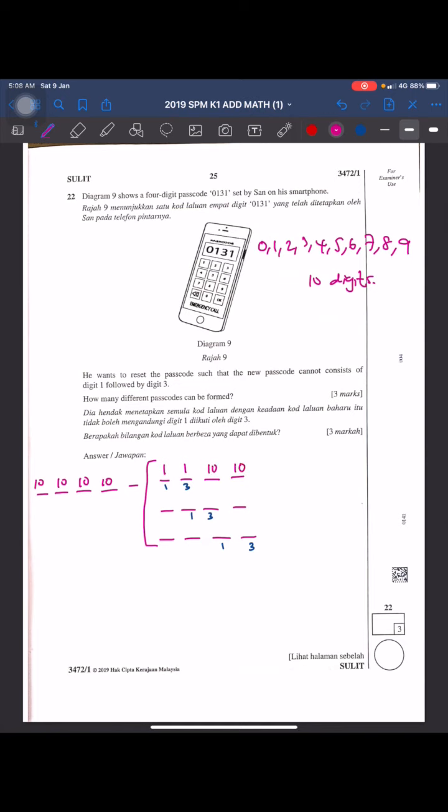Okay. Kenapa depan ni 1? Sebab kita hanya ada satu cara. One ways only to put 1. One ways only to put 3. Okay. So, sini pun kita ada 10. Kita ada 1, 1, 10. Sini kita ada 10, 10, 1, 1. Okay. So, ini kita akan dapat 100, 100, 100.